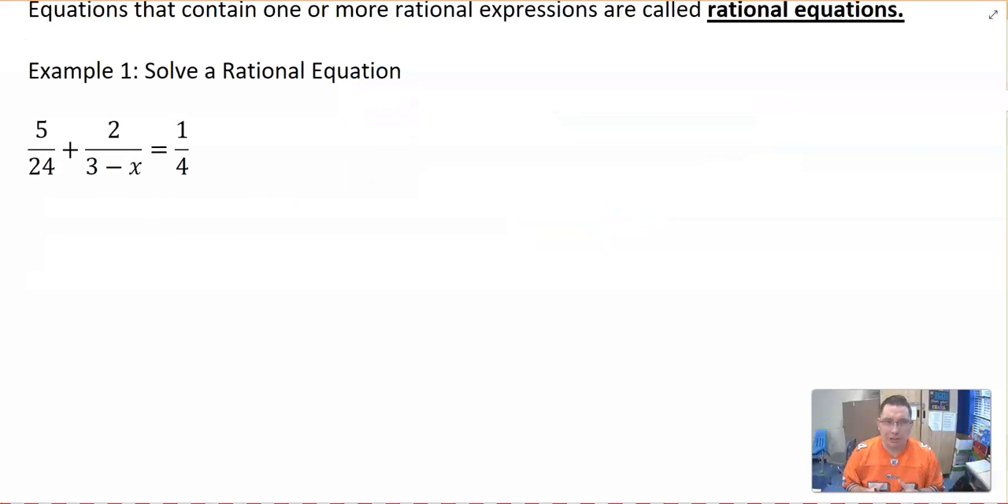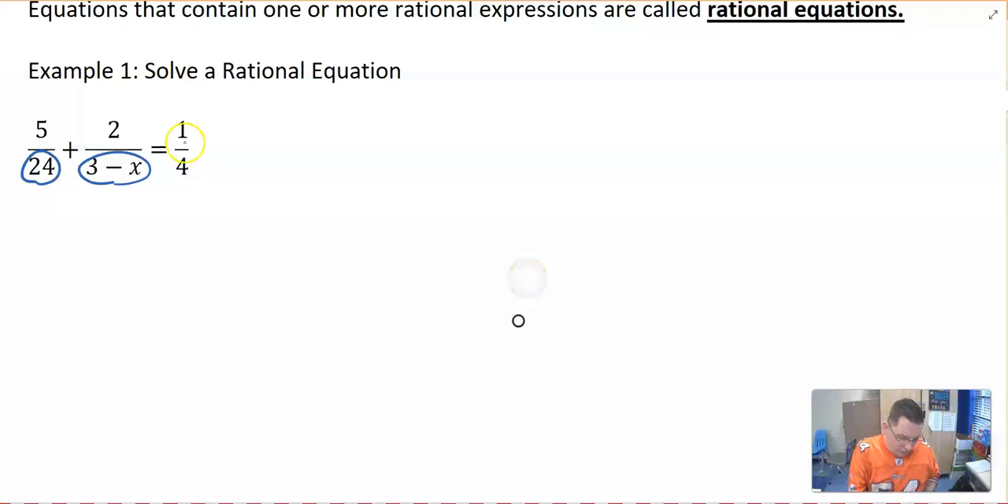So definition here, equations that contain one or more rational expressions are called rational equations. And remember, rational expressions are ones that have variables in the denominator a lot of times. And so when we look at this first problem here, we've got 5/24 plus 2 over 3 minus x is equal to 1/4. Now there's two ways to attack this problem. We can get a common denominator for the 24 and the 3 minus x. And again, we talked about how to get that least common multiple before.